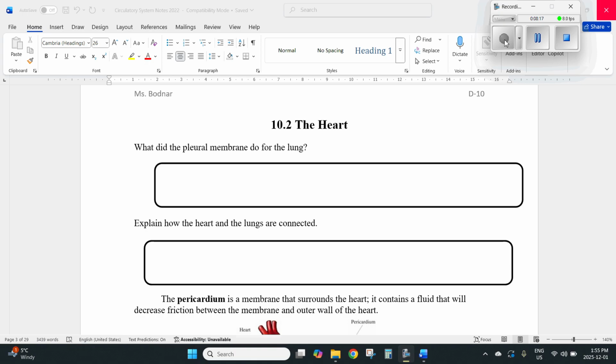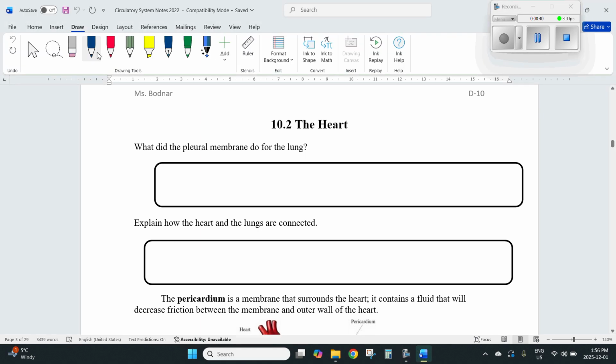So we're going to start with the structures of the heart. I will probably only get to the heart structures today, but we'll see how far we get. So that being said, our first question is asking, what did the pleural membrane do for the lung? So this is relating back to our respiratory system. So the pleural membrane was our membrane that surrounds the lungs.